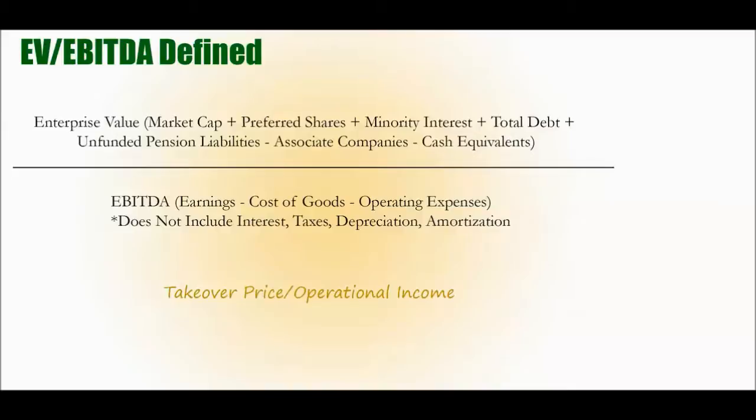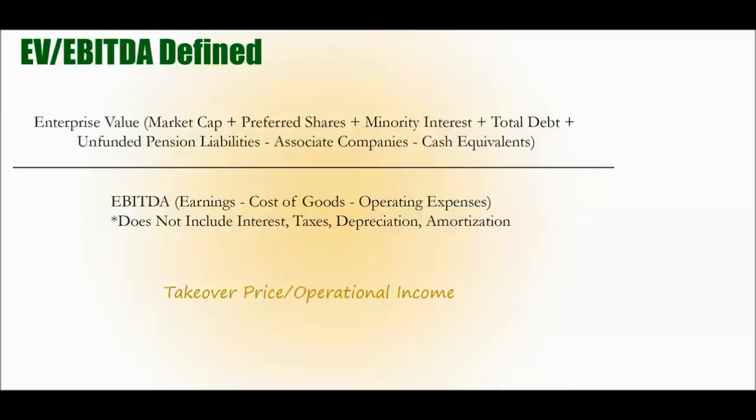Over EBITDA, which is earnings, but doesn't include interest, tax, depreciation, or amortization. So why does it not include those things? Basically, it's a way of looking at operational income. So you're looking at, if you were to buy another company, a lot of things like taxes or interest or depreciation, amortization may change. So you're looking at, all right, what does this business truly earn just from its operations, right?